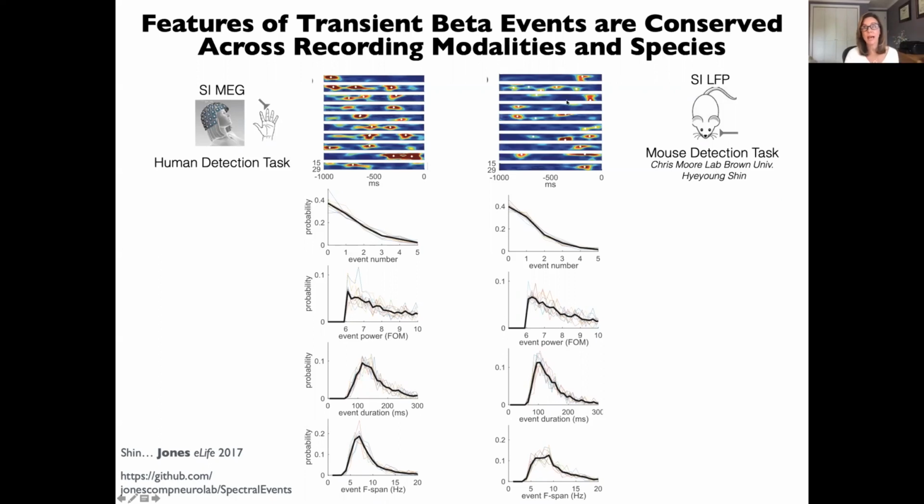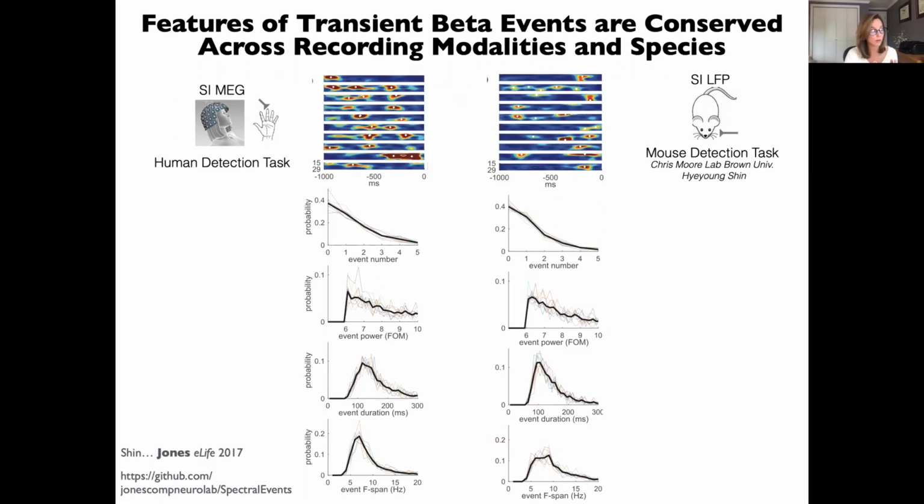And here we're looking at the spontaneous activity in the somatosensory cortex, again, before the tap to the finger or the tap to the vibrissa. You can see that there's very similar expression of activity. We've quantified various features of these beta events in the pre-stimulus period. We sorted the event number, we looked at the event power, the event duration, the frequency span, and we found remarkable homology across not only species, but these different recording modalities that suggests that this transient nature of beta is a very robust and reliable phenomena.